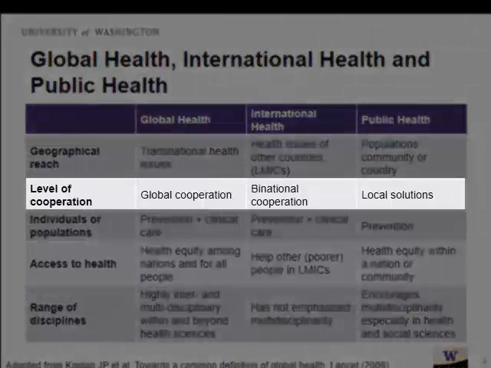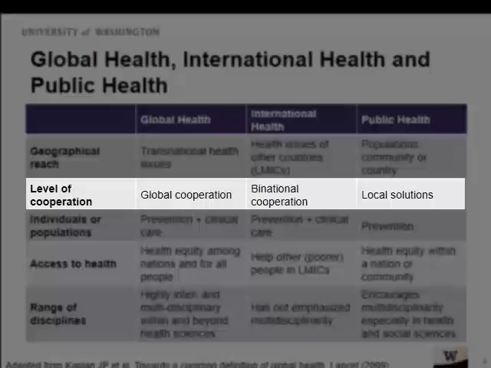With regard to the level of cooperation required to achieve specific health objectives, global health is a field that essentially requires global cooperation. In international health, you usually have binational cooperation. So a rich country like the US might give a country like Ethiopia, which is not so rich, money to perform a certain health program. But the agreement is between the US and Ethiopia. For public health, you have local solutions for problems that may occur in the community.